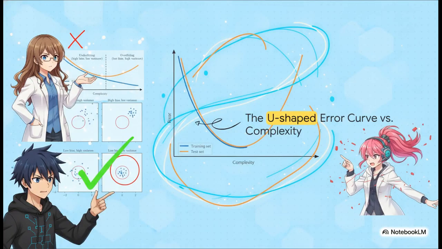Notice how, on a U-shaped error curve, as you increase the complexity of the model, moving left to right, that blue training error just keeps dropping. The model is literally memorizing the data. But look at the orange test error. That represents how it actually performs on unseen data. It hits this perfect sweet spot, and then eventually skyrockets as overfitting completely takes over.